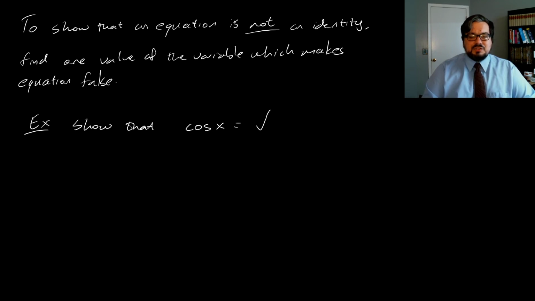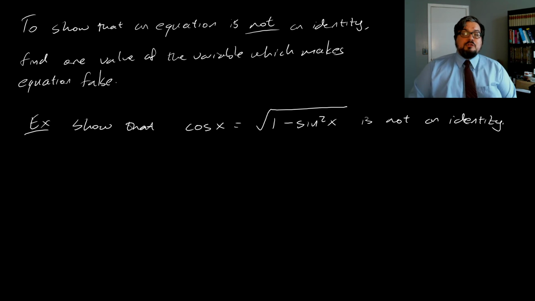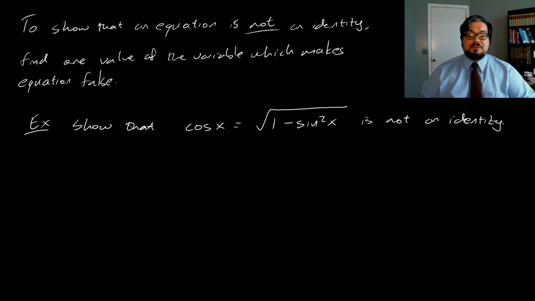So, for example, let's show that cosine x equals the square root of 1 minus sine squared x is not an identity. If you tried to solve for cosine in terms of sine using the Pythagorean identity, you might wind up with something like this. However, if you did that, you would have a plus or minus in front of the square root. In this case, we don't. Cosine x equals the square root of 1 minus sine squared x is the equation that we're looking at, and we want to show that this is not an identity.